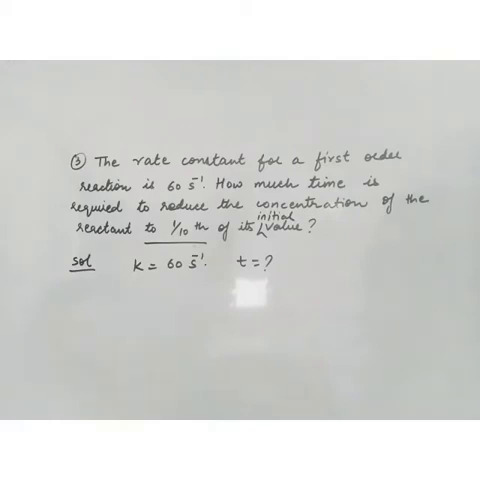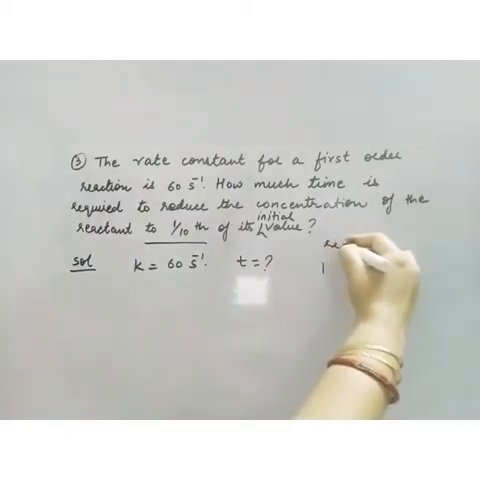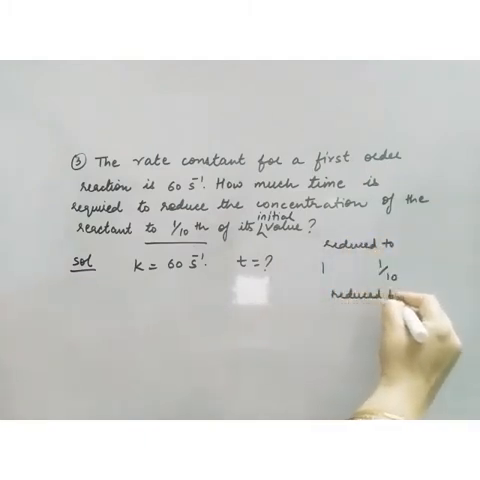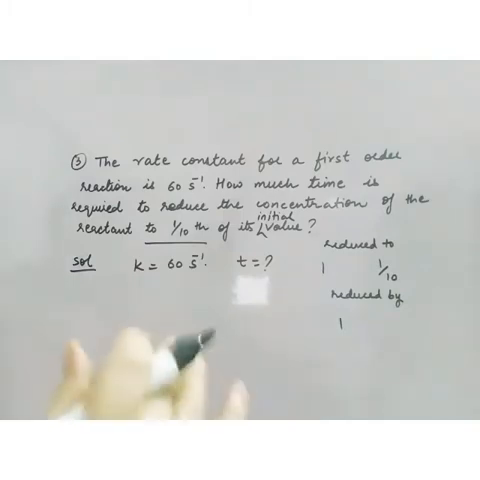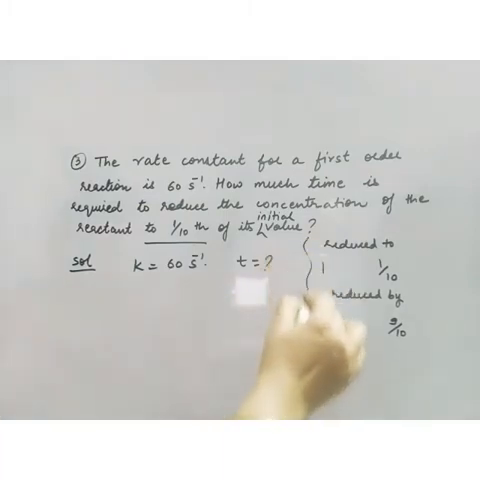Now what is the meaning of reduced to 1/10? Reduced to 1/10 means, suppose if initial is 1, the final is 1/10. There are two terms, reduced to and reduced by. There must be difference. Reduced to means if initial is 1, final is 1/10. This is reduced to. And what is the meaning of reduced by? That if initial is 1, now final is reduced by 1/10, so it will be 9/10. Okay, so you have to take care of the language also, which is given to us in the question.